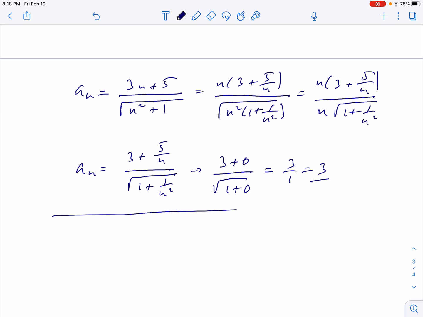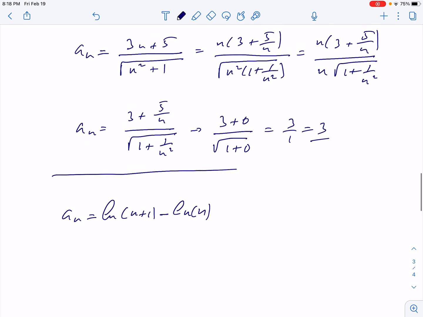Now look at this sequence. A sub n is natural log n plus 1 minus natural log n. It's an undetermined infinity minus infinity. It's not a quotient, so we can't use L'Hopital. What we have to do is very simple. We just have to unite the two logarithms in one. So I can write it as natural log of n plus 1 over n, which will be even better to divide by n inside, so it becomes natural log 1 plus 1/n.